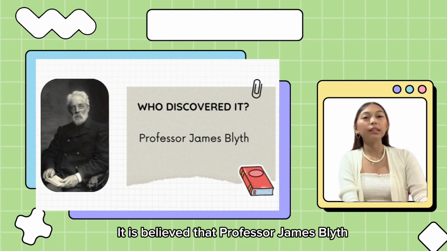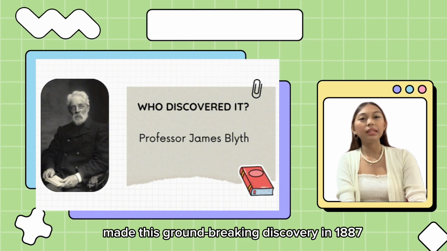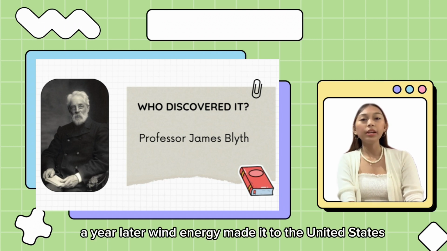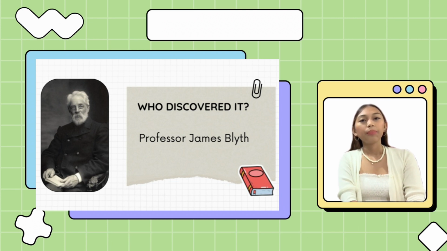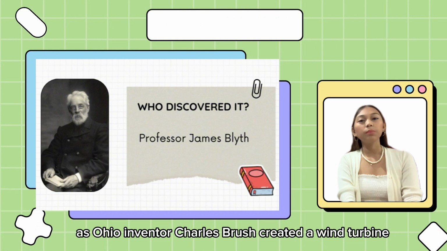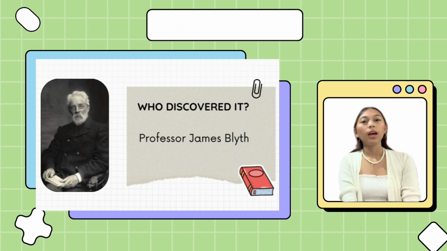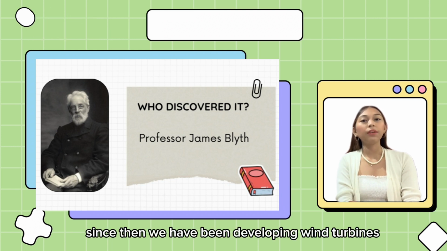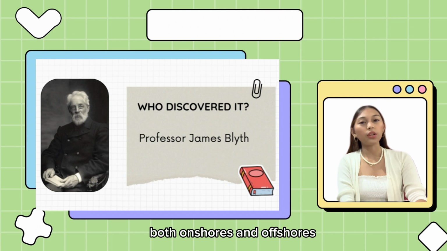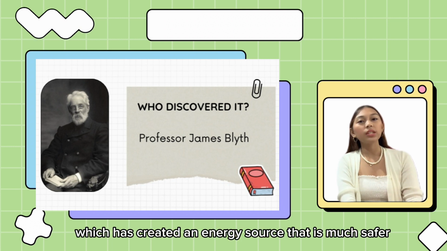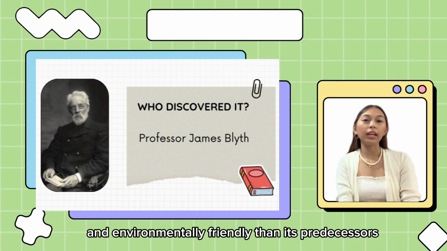It is believed that Professor James Blythe made this groundbreaking discovery in 1887. A year later, wind energy made it to the United States as Ohio inventor Charles Brush created a wind turbine to provide electricity for his mansion. Since then, we have been developing wind turbines both onshore and offshore, which has created an energy source that is much safer and more environmentally friendly than its predecessors.